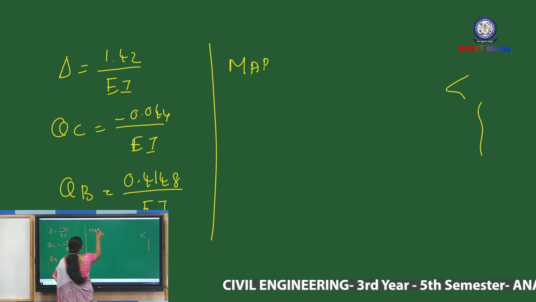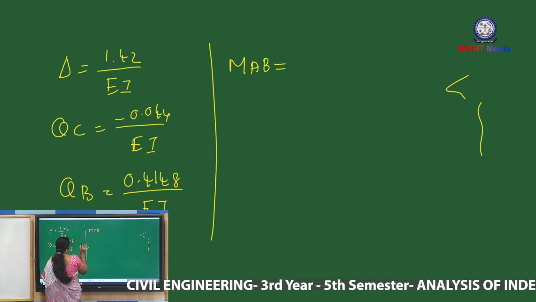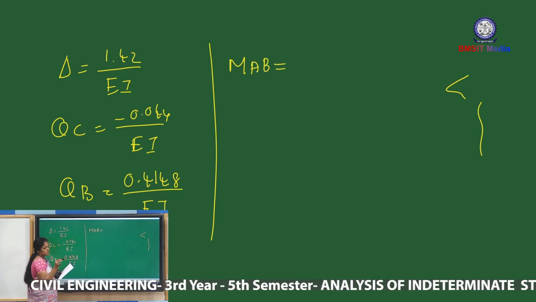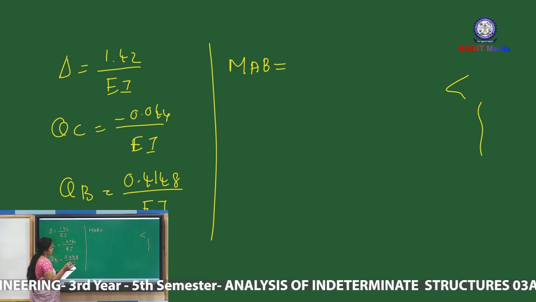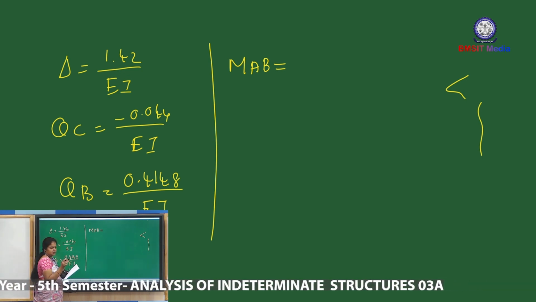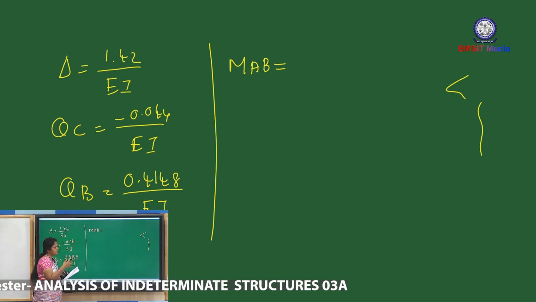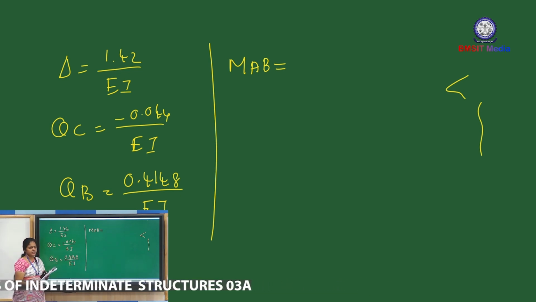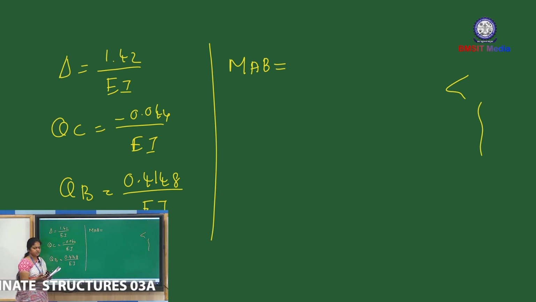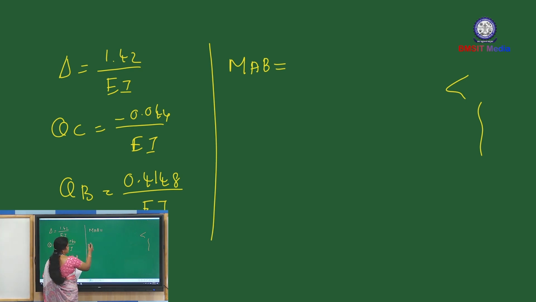Our aim is finding the internal moments, end moments only. The method is different to find out the end moments. We can use slope deflection, moment distribution, or Kani's method. We can use any one of the methods to find out the end moments. So MAB: if you substitute all three unknown values in equations 1 to 6, we can find out these values.